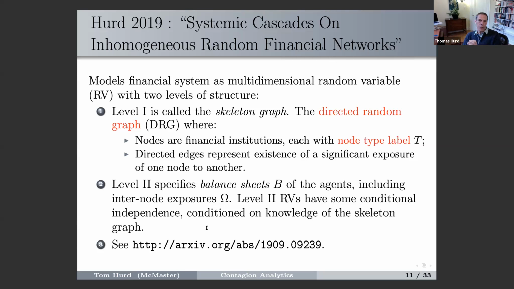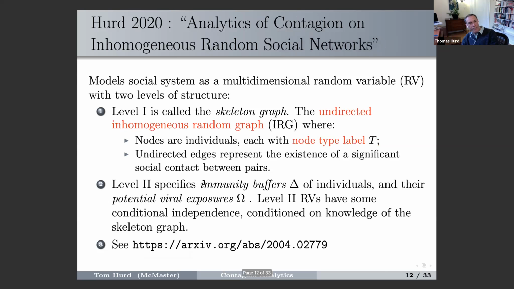So, you know, we've been thinking a lot about networks of very complicated structures. But it boils down to a graph that connects all the agents. And then level 2 is giving balance sheets for the banks and the interbank exposures, which we call omega. Now, you can look for yourself and find that paper, but very recently, I just, well, this is more or less the same words. The only words that change are the financial networks become social networks and banks become people.